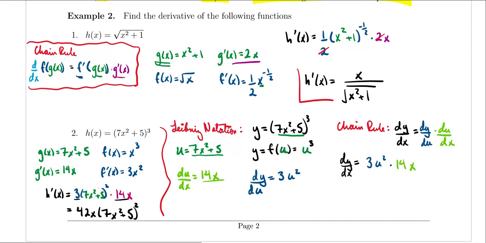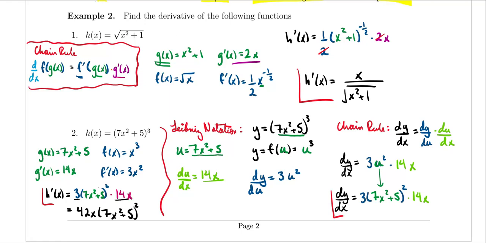The last and final thing to do, though, is go ahead and back substitute the value for u that you got here, or the way that you defined u. All right, so for our problem, u was 7x squared plus 5. So our final answer then is going to be 3 times (7x squared plus 5) squared times 14x. Now this one here I didn't simplify, but you see that it is exactly what we got here.